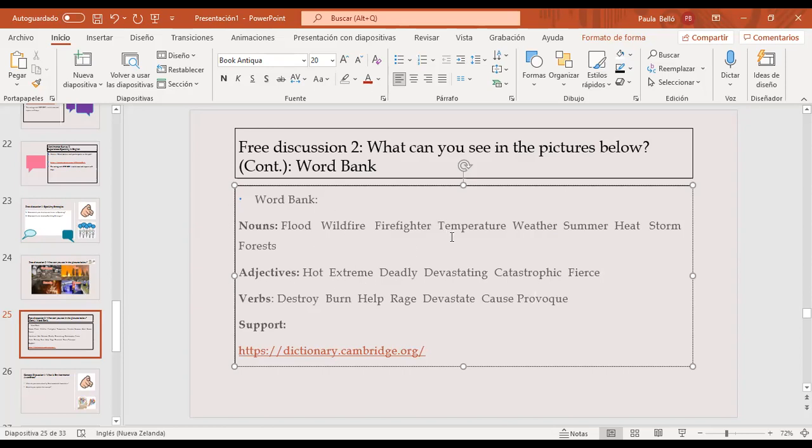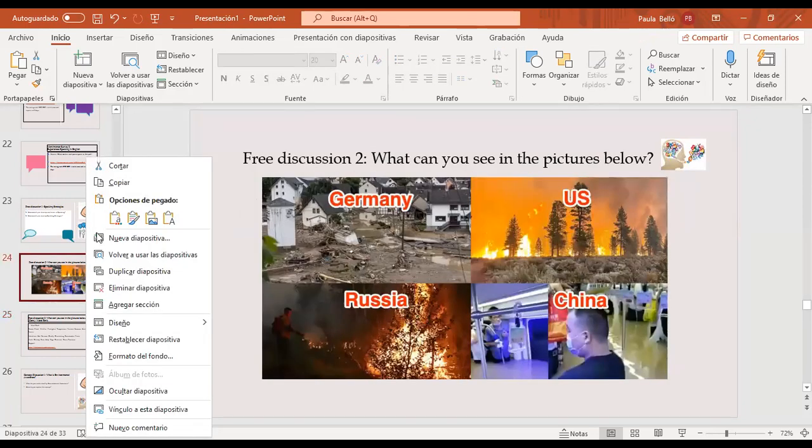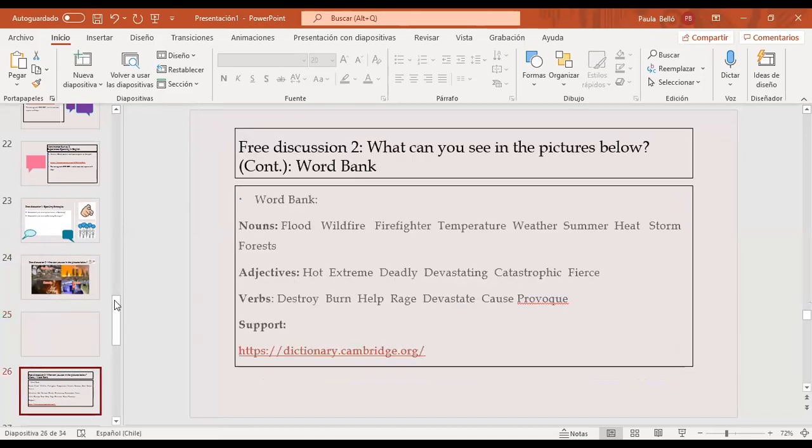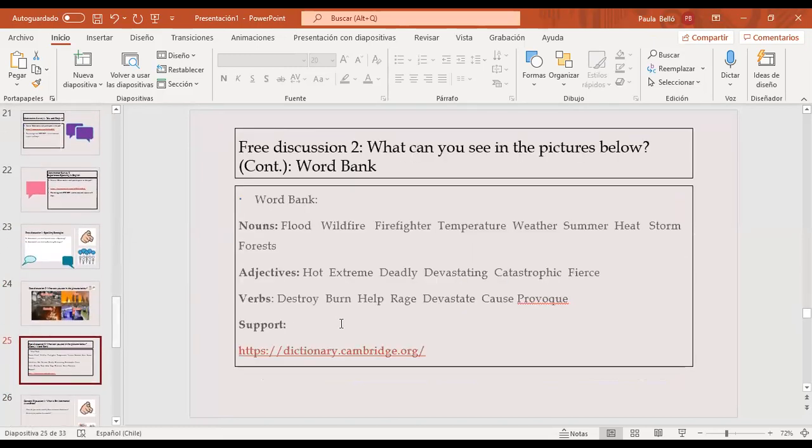Then what else can we say? The temperature, the weather. In forest, death to animals, maybe. Yes. To add the noun forest in the sentence. In forests. A ver, forest. Podría ser in Russia. In Russia, the hot wildfire, the extreme wildfire provoke in forest the death of animals. Excellent. Provoke the death of animals.